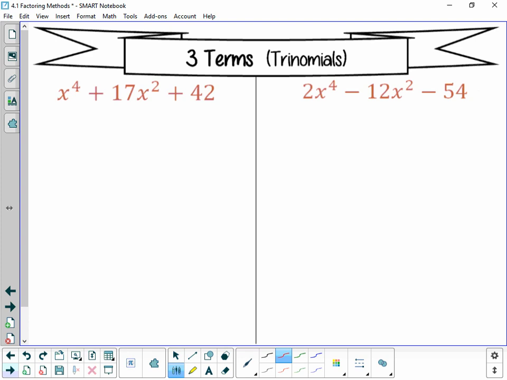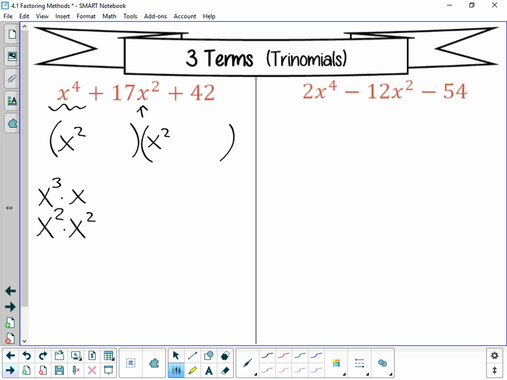All right, still 3 terms, still trinomials, but now we have some higher powers. Is that okay? Well, I don't know. Let's just try it and see. So our leading term here is x to the 4th. Well, it could be that it's this, or it could be that it's an x squared times an x squared. Since I'm seeing an x squared here, I am thinking if we put x squareds here, that might help us. Remember that these two parts, these two ending parts of the factor, come from this 42. So let's think about 42 for a minute.